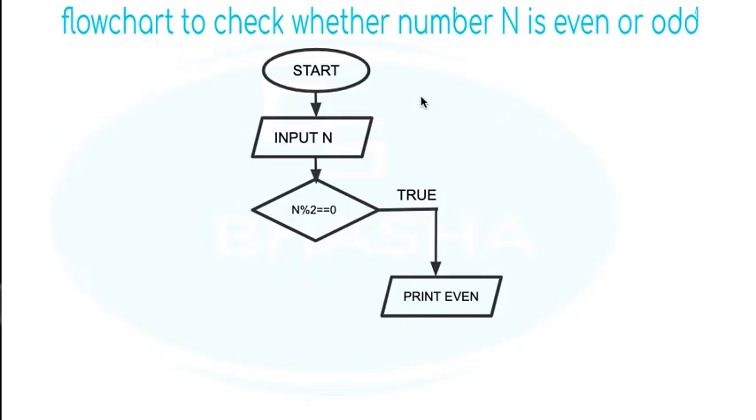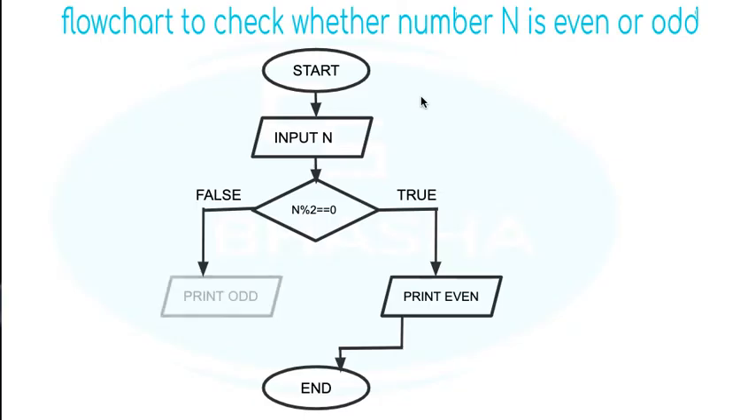What if the result is not true? You are going to print the result as odd separately. But if you have printed the number as even, you are ending your program. What if the answer is not true? You will say false, print odd, and you will end your program.